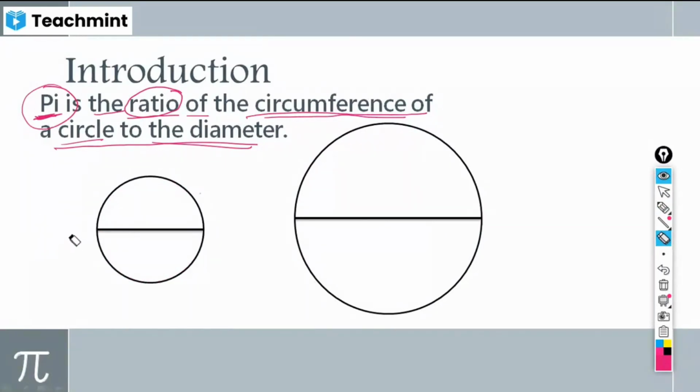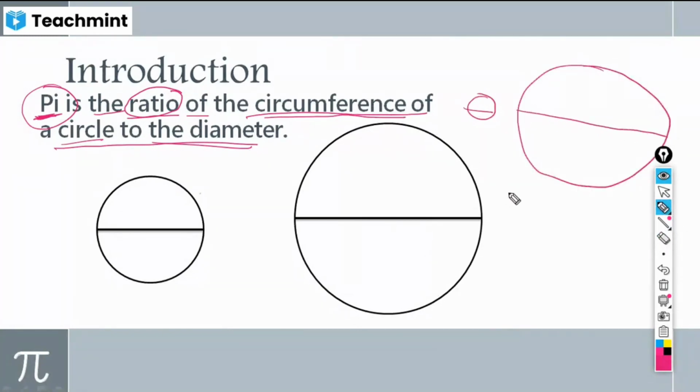You should know this. No matter the size of the circle and its diameter, whether it is a small circle divided by its diameter or a big circle divided by its diameter, the value you get from circumference by diameter is always the same, no matter the size of the circle. That is the special thing about this constant. That's why we call it a constant for any circle and its diameter. Hope you are getting my point.